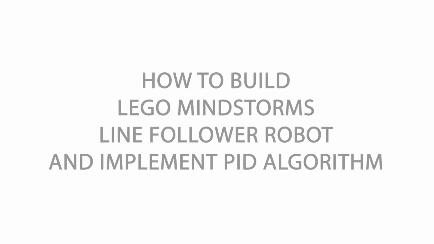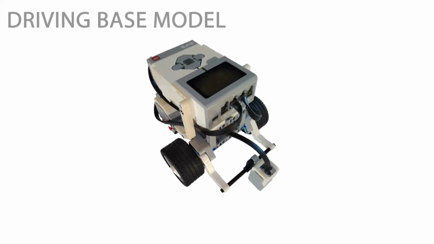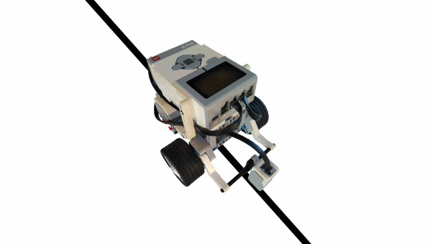In this video, you will learn how to create a LEGO Mindstorms line follower robot and implement the PID algorithm. You can use the driving-based LEGO Mindstorms model with the color sensor attached to the front of the robot like this. Now, we want to control the robot to follow the line. The color sensor will read the value of the reflected light intensity and send it to the controller.